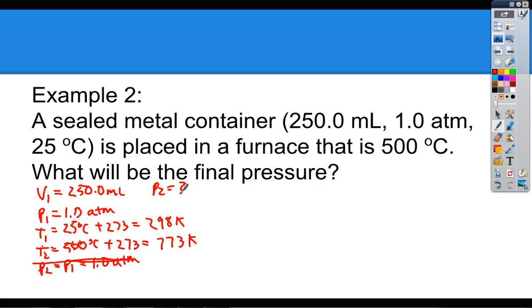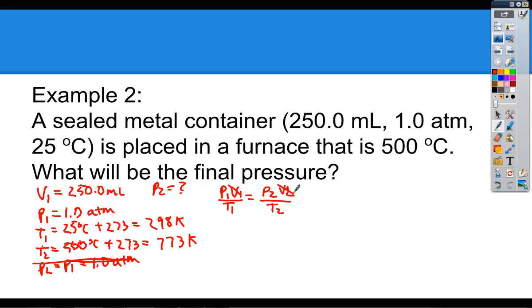So we're going to assume again that it's a sealed container, so our V1 and our V2 will be exactly the same. What we have is P1 times V1 over T1 equals P2 V2 over T2. Now, what remains the same? Volume remains the same. So if volume is the same on both sides, then we can go ahead and cancel that out. We don't need to worry about volume. So what does this look like? That looks very similar to something that we've already dealt with: Gay-Lussac's law, P1 over T1 equals P2 over T2.